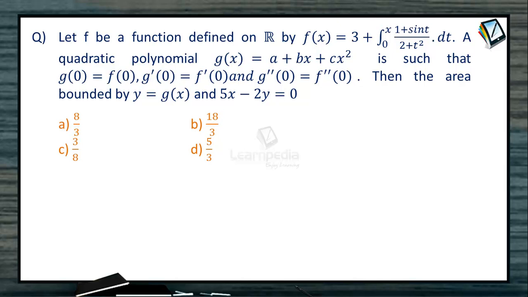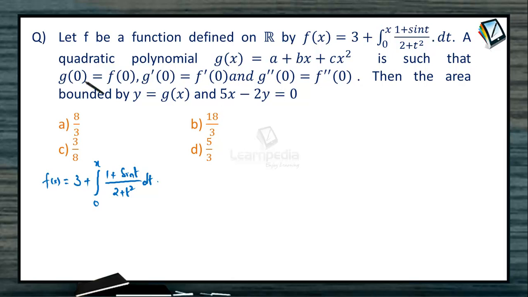Now a function f of x is defined on the set of real numbers by f of x equal to 3 plus integral of 0 to x of (1 plus sin t) by (2 plus t square) dt, and another quadratic polynomial g of x is defined as a plus bx plus cx square. The values a, b, c have to be decided from three different conditions.